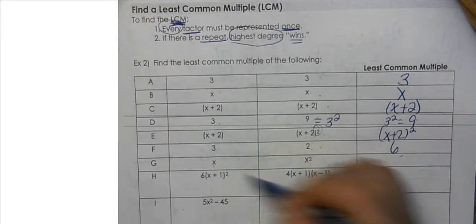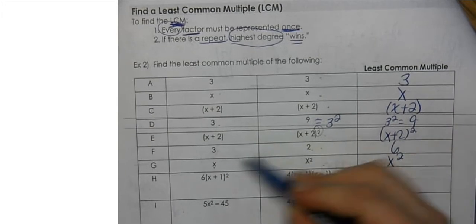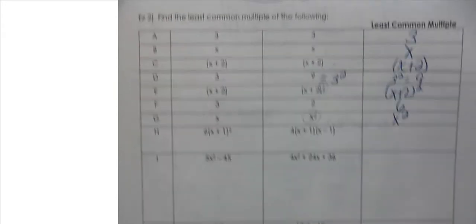Between x and x squared, x squared is going to win. So they both have an x, but remember, highest degree is going to win. X squared is going to be my least common multiple.